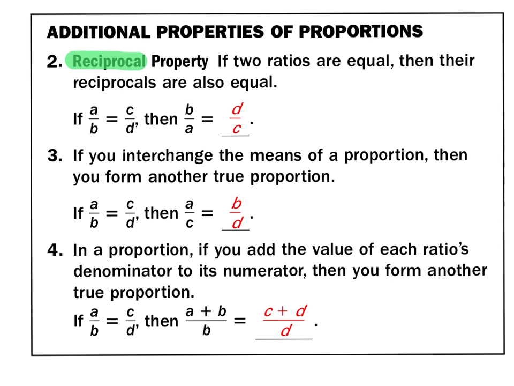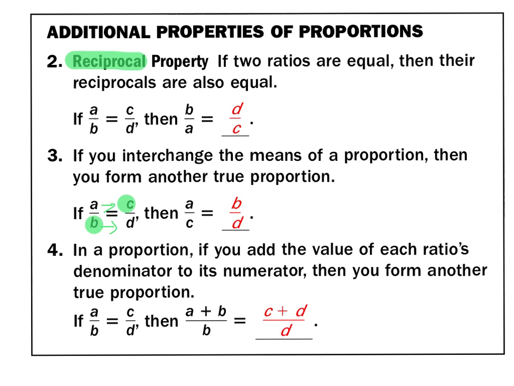If you interchange the means of a proportion, then you form another true proportion. This is probably a little bit harder to understand. Remember, the means are the ones in the middle. It's the B and the C, right? A and D are extremes. So the way I remember this is A over B equals C over D, but if I go this way, A over C should equal B over D, okay?